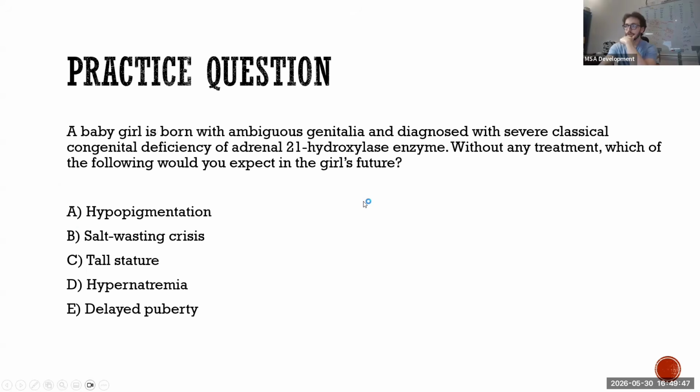Next question. A baby has 21 hydroxylase deficiency. What would you expect? Hypopigmentation? Did I ever mention this? No, you don't choose it. Short stature? Did I ever mention this? Don't worry about it. Hypernatremia? Did I ever mention this? I did, but hyponatremia. Here's the trick. Because in 21 hydroxylase deficiency, we will have less aldosterone, which means what? Aldosterone, what does it do? It preserves sodium. So in hypernatremia, we would have the sodium. But no, here we don't have aldosterone, so we will have hyponatremia. But the answer will be salt wasting crisis, because we are wasting the salt.